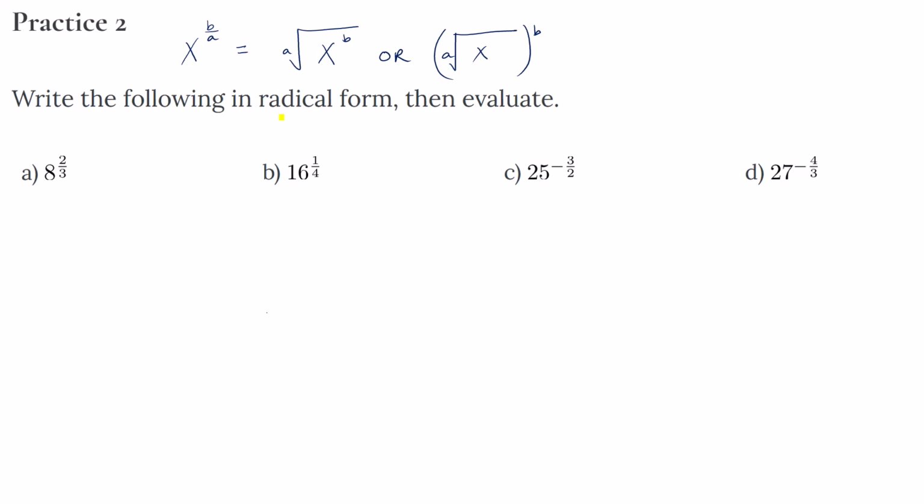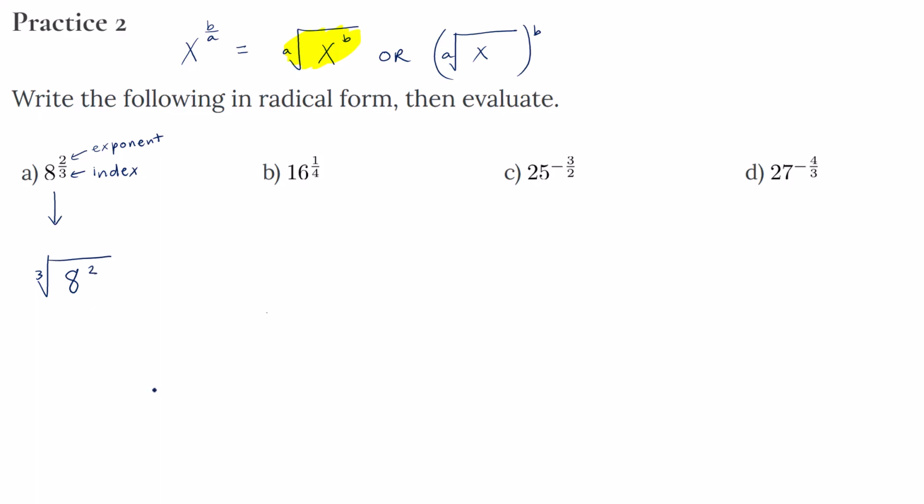We can evaluate 8 to the power of 2/3 by converting it to either of the two radical forms, and either way we should get the same answer. I'm going to start by converting it to this form. So recalling that the numerator is going to be the exponent and the denominator is going to be the index, we can rewrite this as: index of 3, the radicand is 8, and the exponent is 2.